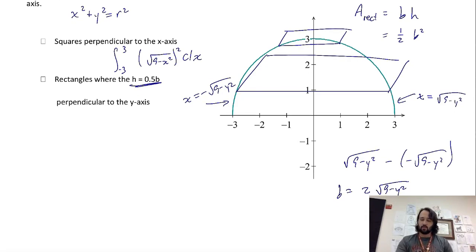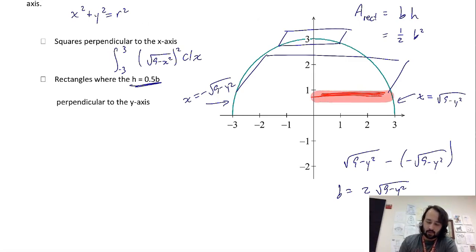That makes sense as well because this is symmetric, so this length is equal to this length. It's essentially just doubling the length on the right side. Since I'm writing it in terms of y, I need to have my integral in terms of y. It's going from 0 to 3.